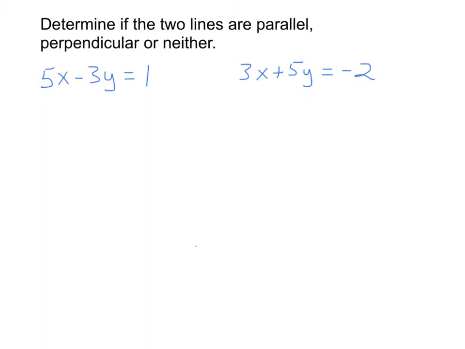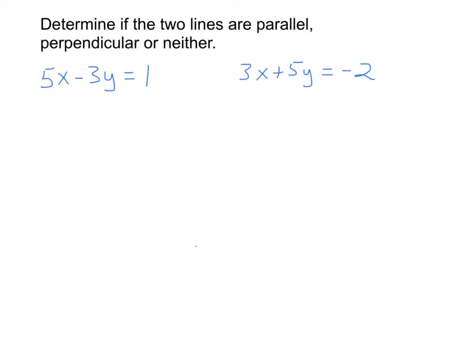In this next example, we're given the equations of two lines and asked to find if these lines are parallel, perpendicular, or neither. Recall from the last section that parallel lines have the same slope and perpendicular lines have slopes that are negative reciprocals. So we need to start by finding the slope of each line. This can be done by changing them into the form y equals mx plus b and then seeing what the slope is.